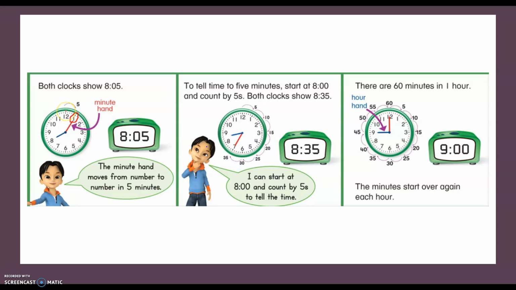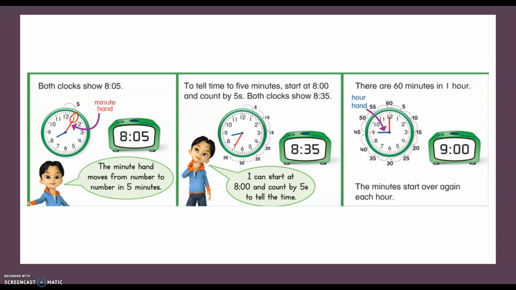So we start at the 12 for minutes. The 12 equals 0. So we would write 0, 0. And then each number is 5 minutes. So we can count 5, 10, 15, 20, 25, 30, 35, 40, 45, 50, 55, and then we get back to the 12 and we start the next hour.